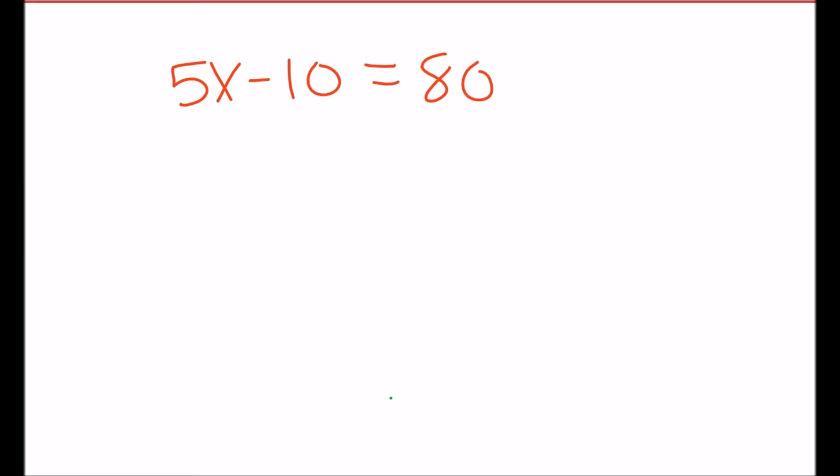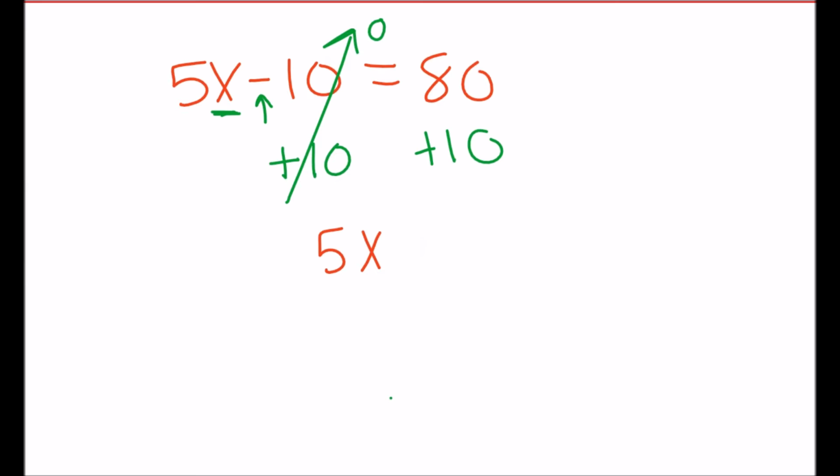Okay, so our ultimate goal is to solve for x, which means x has to be on one side and all the numbers got to be on the other side. So how are we going to start with that? Well, let's start by getting rid of the 10. So right now the 10 is being subtracted. So what undoes subtraction? Addition. So let's add 10 to both sides. And this goes to 0. And it leaves us with 5x on this side. And 80 plus 10 is 90.